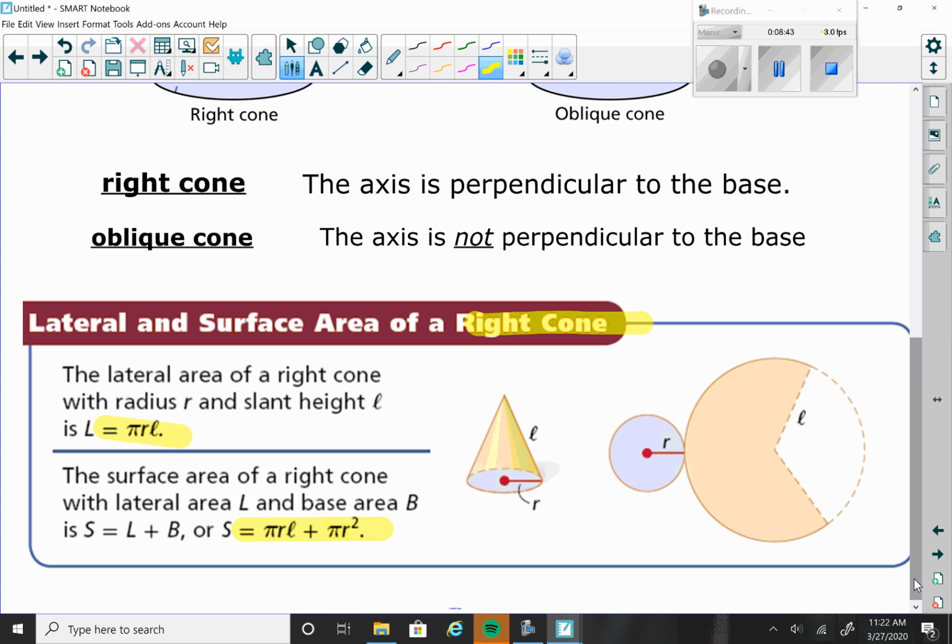The lateral area of a cone, again, that's this surface right here. That's your lateral that goes around the outside. It's pi times the radius times the slant height. And then your total surface area is the lateral area, pi r l, plus the area of the base, which you know the base is a circle, so that's pi r squared. So again, you want to pause it here and just make sure that you get these formulas written down.